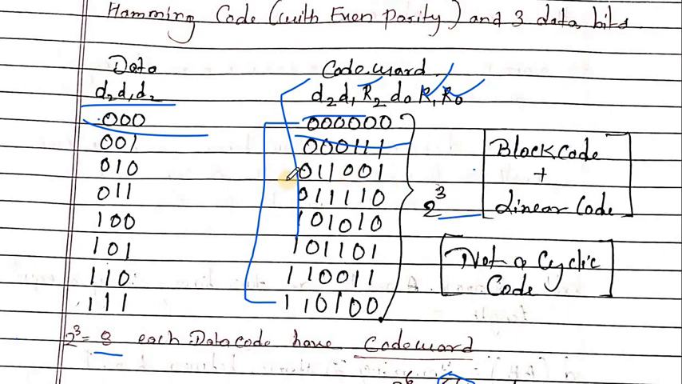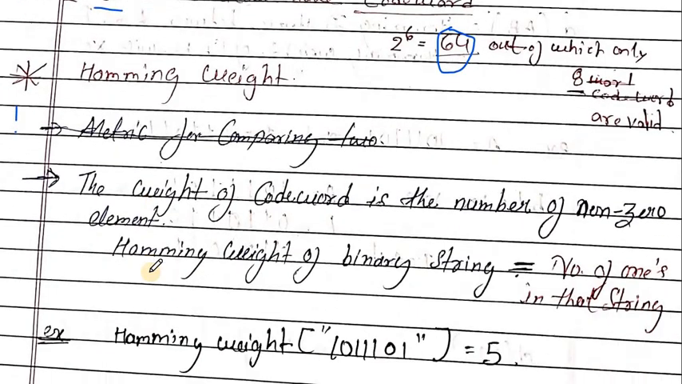Here we can also explain: if we take 2 binary strings and XOR them, then the resulting string will come from this block code, or be a part of this block code. It is not a cyclic code. If we rotate the string, the resulting string will not be a part of the block codes.